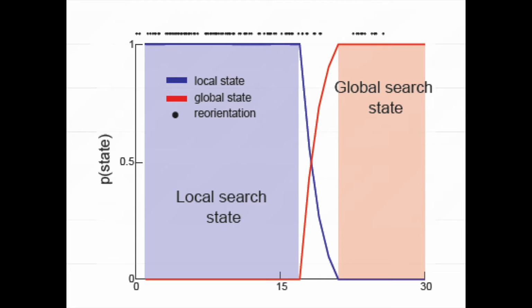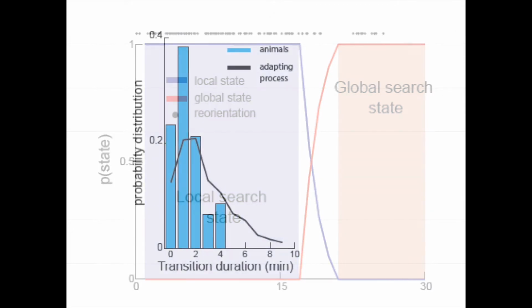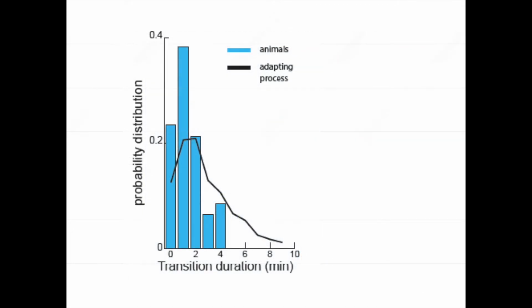to the animal trajectory and examining what is the time with which the state changes from the local state to the global search state, and the switching time is actually quite short, as inferred from the experimental data.